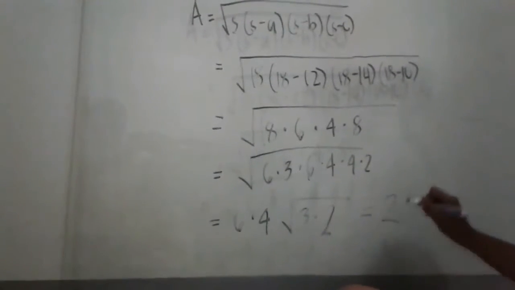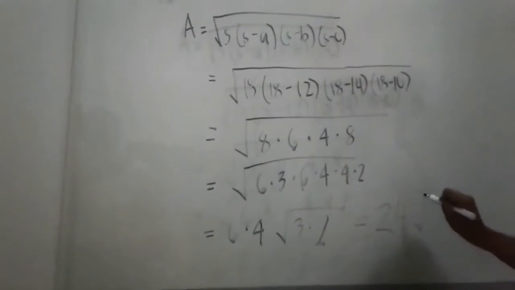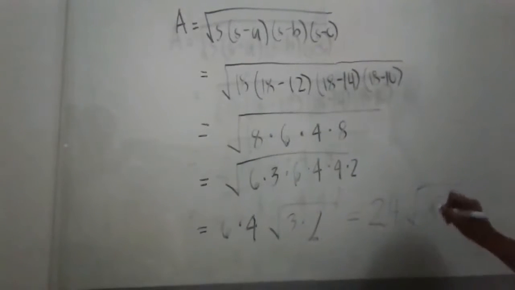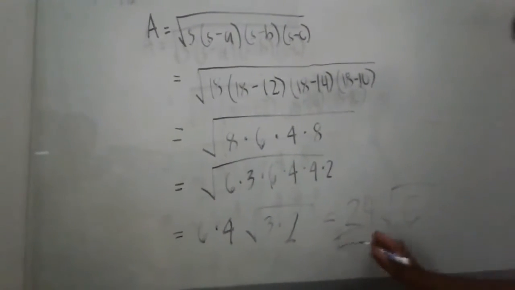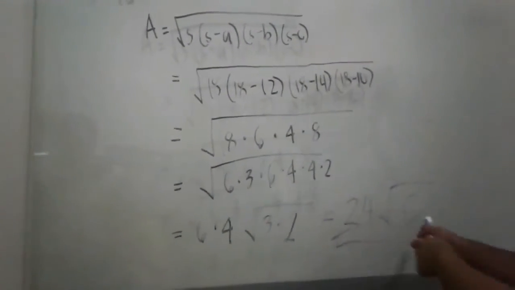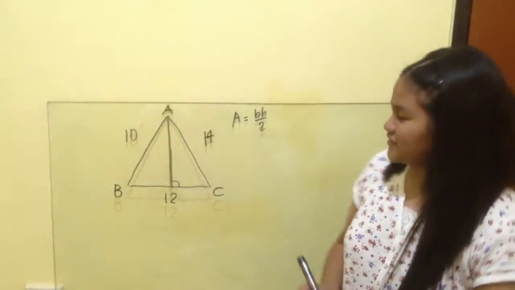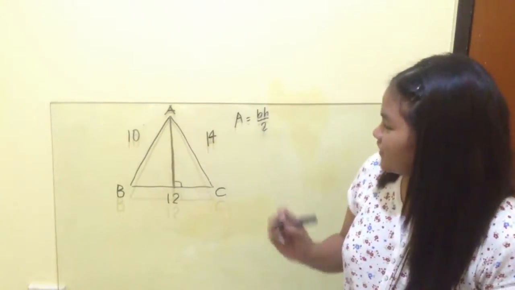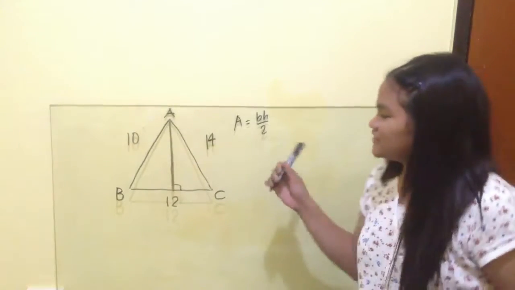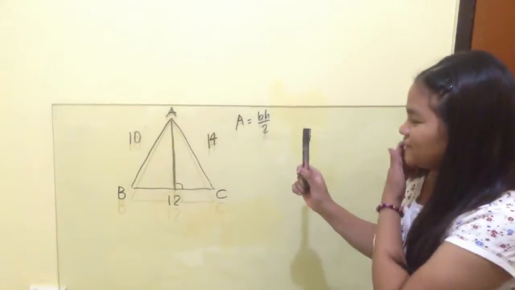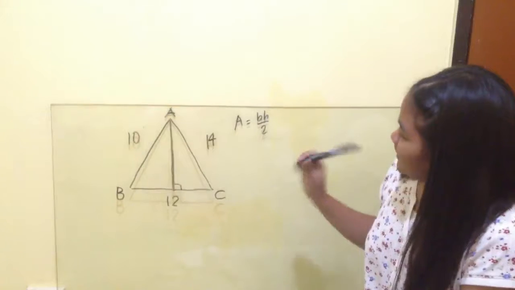24, 3 times 2, 6. This is our area. Now that we found the area of this triangle using Heron's formula, let us go back to the standard formula for the area of the triangle.